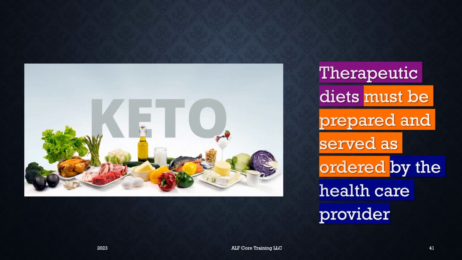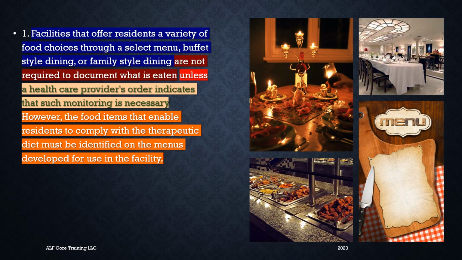Therapeutic diets must be prepared and served as ordered by the healthcare provider. Facilities that offer residents a variety of food choices through a select menu, buffet style dining, or family style dining are not required to document what is eaten unless a healthcare provider order indicates that such monitoring is necessary. However, the food items that enable residents to comply with the therapeutic diets must be identified on the menus developed for use in the facility.